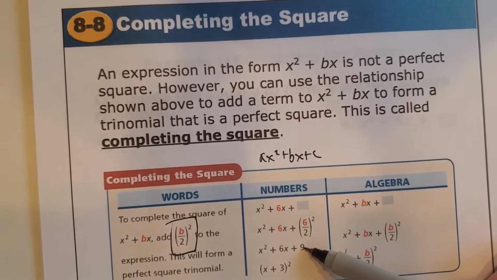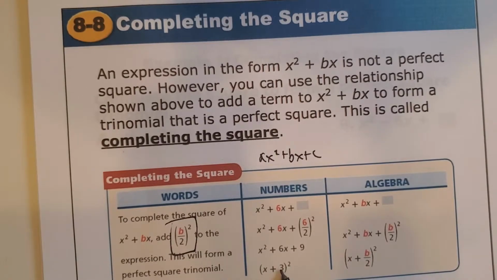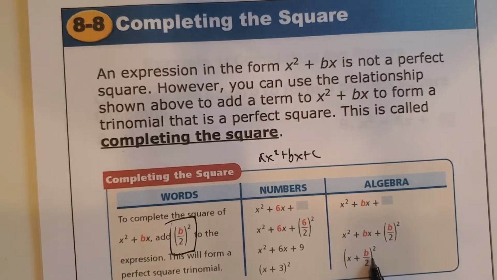Squared is 9. All right, this actually leads into what we're going to talk about after we practice completing the square a little bit. This is how x squared plus 6x plus 9 is going to factor. All right, there is a shortcut in terms of how it factors. We'll talk about that later.